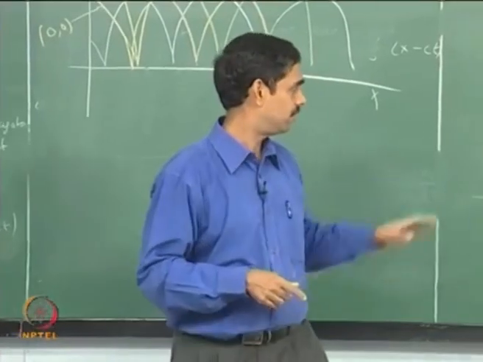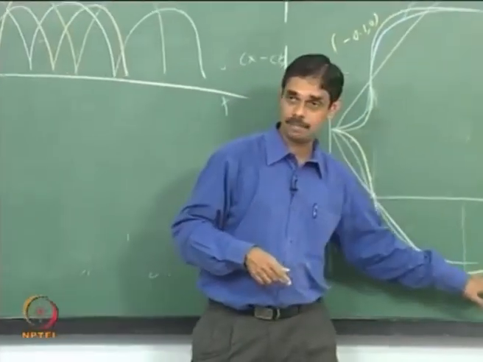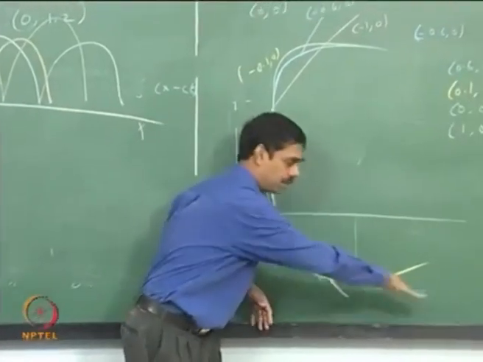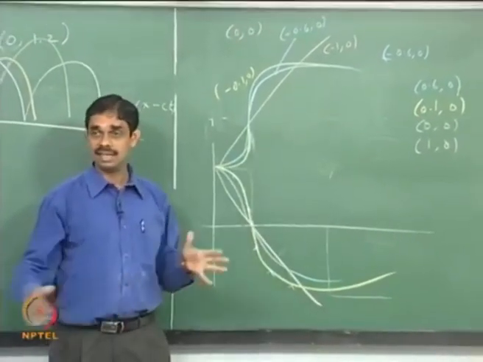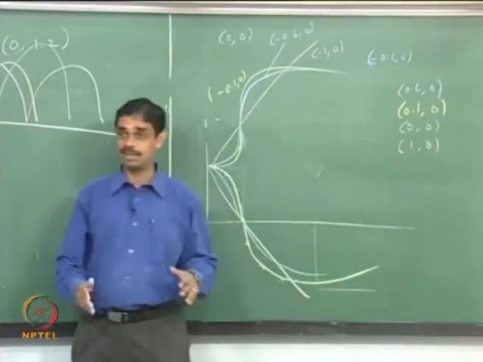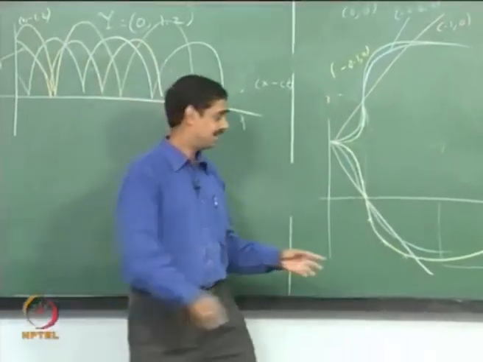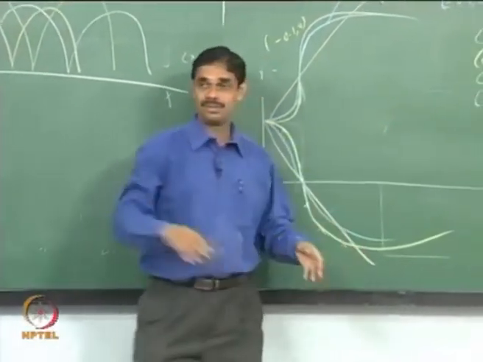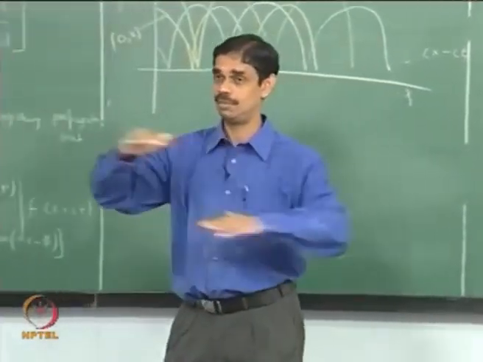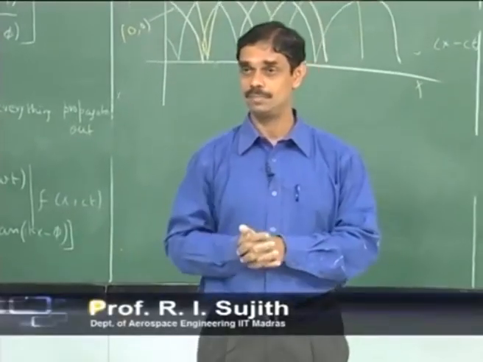But in general while plotting we can unwrap it, that means you can keep on plotting it as a continuous thing, but then if you are having several wavelengths you will run out of the page, and therefore you can add 2 pi or subtract 2 pi and make it fit within your page. So that is all possible.